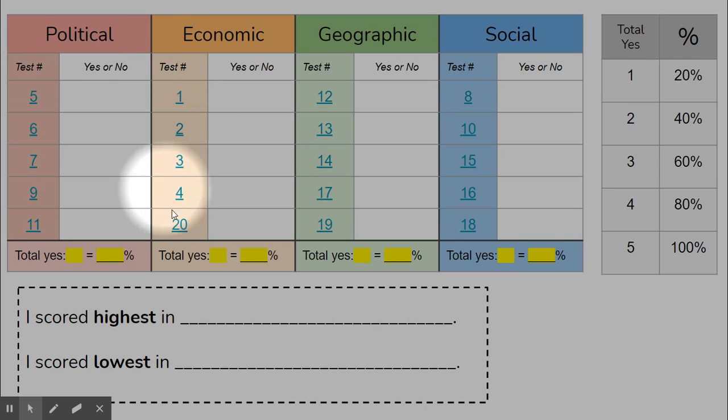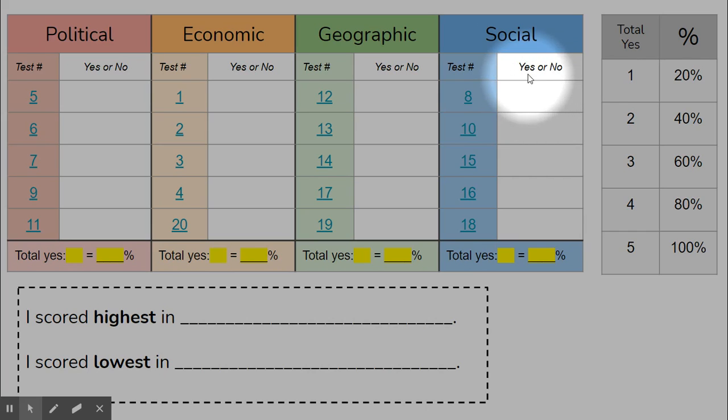You notice that questions are grouped by our PEGS categories. So questions 1, 2, 3, 4, and 20, they were asking you about your knowledge of economics. Questions 5, 6, 7, 9, and 11 were testing your knowledge of government or political. And you can see the same thing for the geographic category and for the social or culture category.